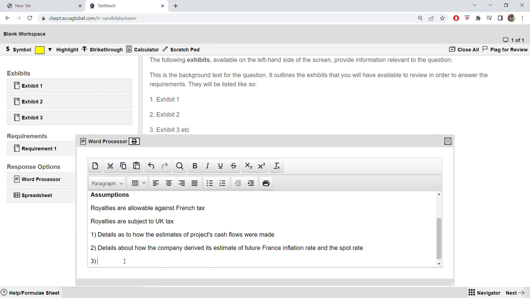Then details of the estimate of the machinery's 5-year scrap value. Machinery's 5-year scrap value. This is also an estimate. So you need details on this also.